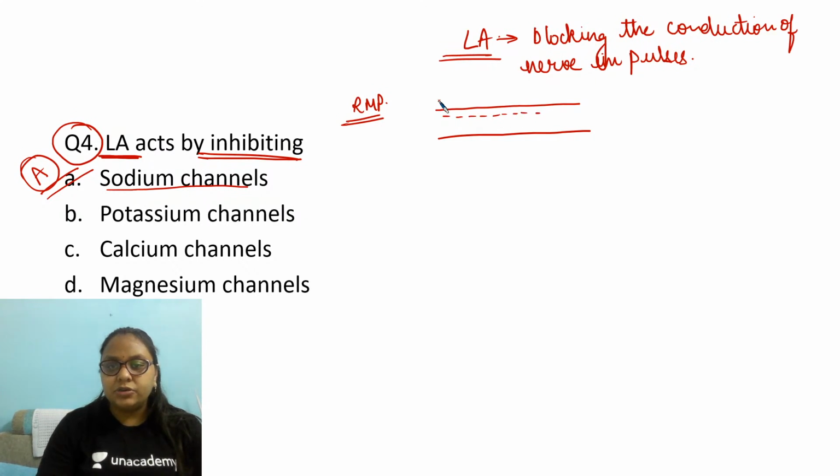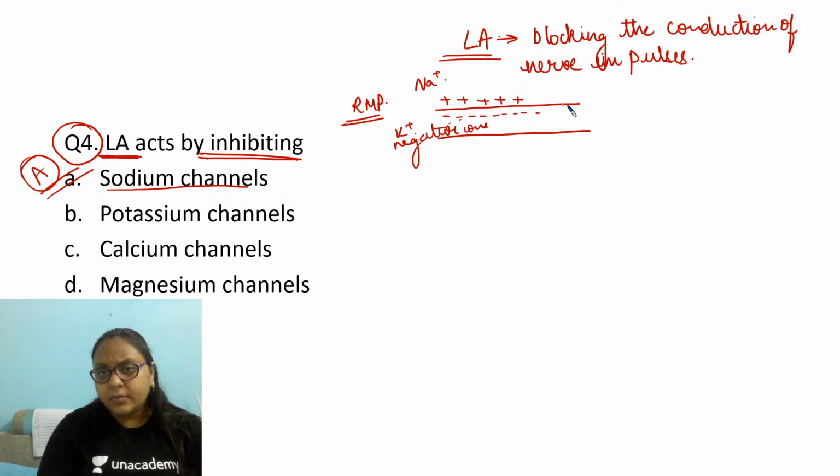Here there is negative charge, right? Here there is positive charge. Inside it is negative, outside it is positive. Why? Because outside sodium is more, inside potassium is more. And the negative ions are more inside, and because of the sodium potassium ATPase pump, what it does is it pumps in 2 potassium, but it pumps out 3 sodium.